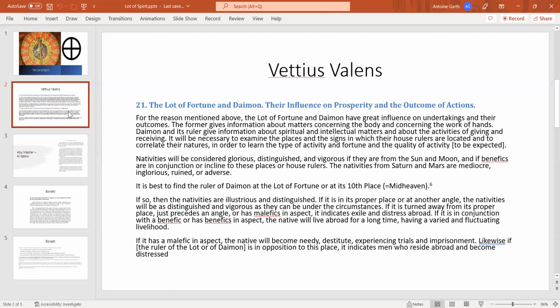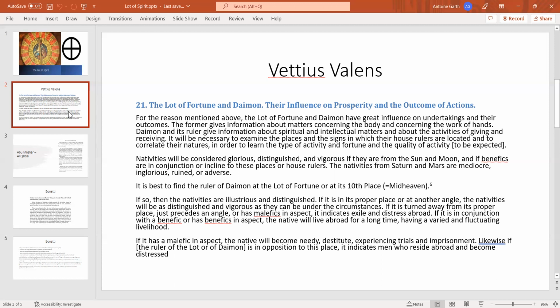Well, if it's in the right place, nativities will be considered glorious, distinguished, and vigorous. If they are from the sun and moon, which we're still trying to figure out, which we don't really know. And I'm completely confessing that. I'm not really 100% sure what that means. And if benefics are in conjunction, which is an astrology term that we'll come to, and which I'll show you, or inclined to these places. To be inclined to something means to more than likely either be to them or moving into them. See what I'm saying? So it's all of this kind of old language. Once you kind of got your bearings of knowing what's happening, it can be deciphered.